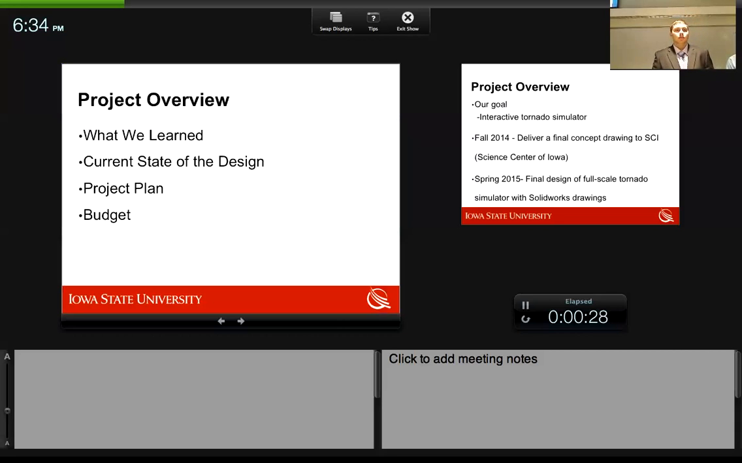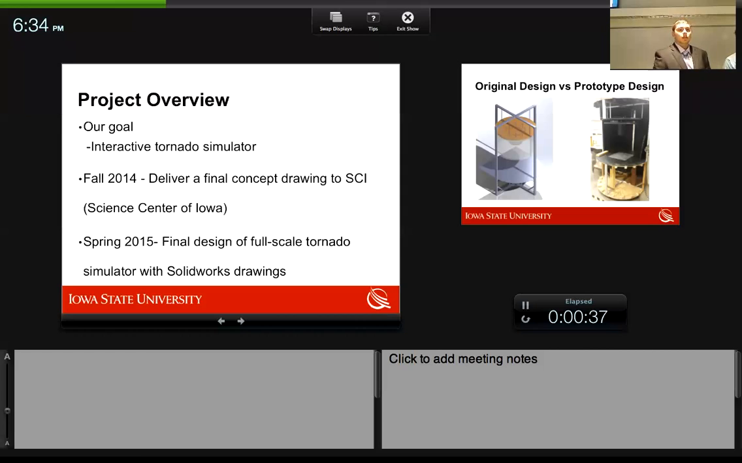So what we're going to be going over is what we learned from last semester, the current state of the design, the project plan, and our budget. Our goal is to build an interactive tornado simulator for the Science Center of Iowa. This semester, we are going to deliver a final concept drawing to the Science Center for their large-scale tornado simulator. And next semester, we're going to have SolidWorks drawings, including a bill of materials and cost estimates for each item.